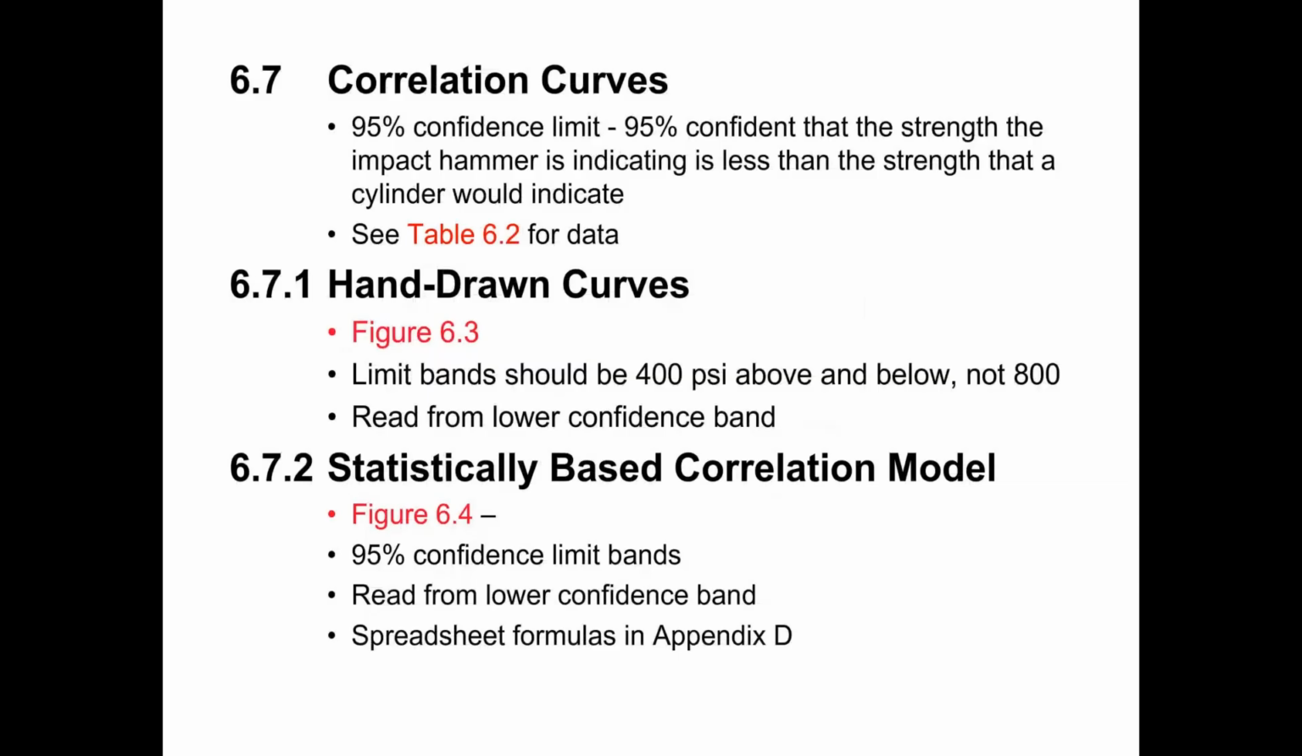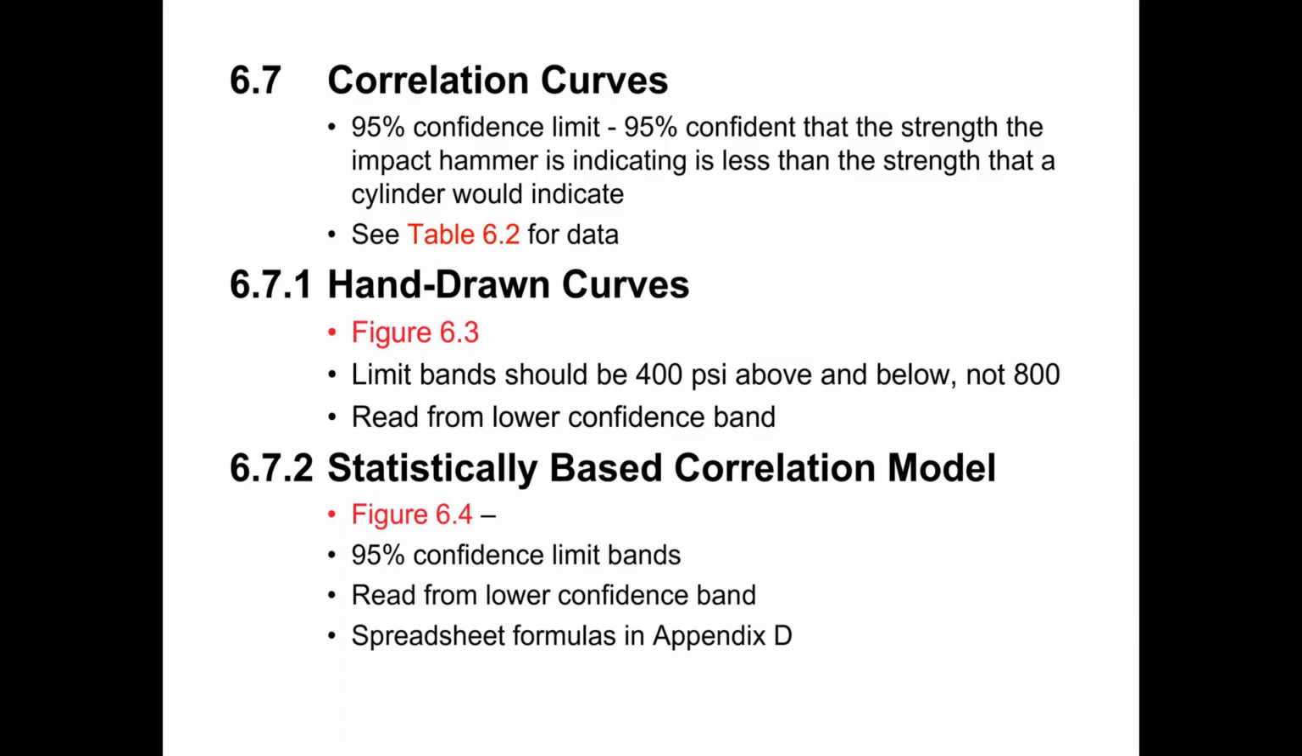All right, so let's talk a little bit about correlation curves. There's Table 6.2 in your book, on page 6.5. We're going to use that data, those 14 data points, to develop a correlation curve. There are a couple of different ways that we can develop a correlation curve. One way is to use our computer. We can set up a spreadsheet to do all of the analysis for us.